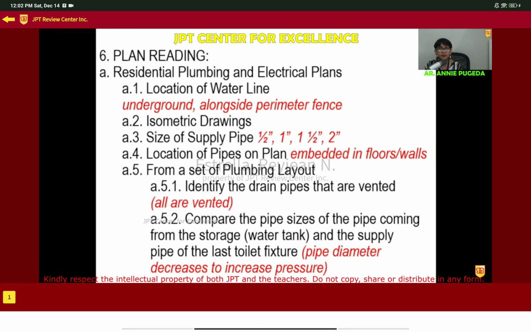Isometric, alam yun naman. Size ng supply pipe, yung tubig nyo, may diameter, ang pipe, supply pipe. So, nagre-reach siya sa media 1, 1 media 2, which are nominal commercial diameters. Location of pipes on plan. Wrapping in. Embedded saan? Sa floor, sa walls. Then, from a set of plumbing layout, identify the drain pipes that are vented or unvented. Compare the pipe sizes of the pipe coming from the storage, yung water tank pinanggalingan, and the supply pipe of the last toilet fixture. Ano nangyayari? Lumiliit yung diameter para makarating doon. So, na prinsipyo, pipe diameter decreases to increase pressure.